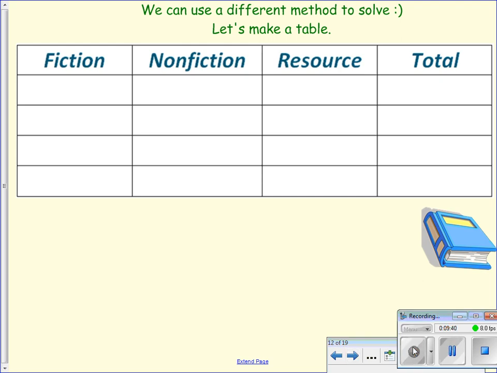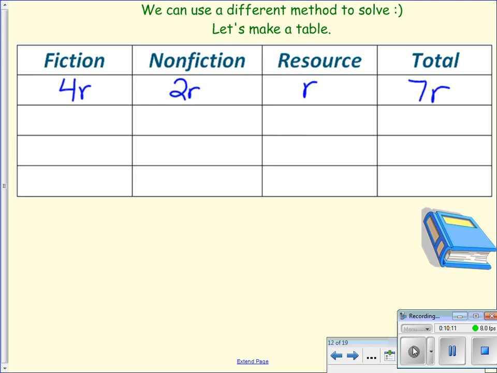We know from our tape diagrams that our fiction books was 4R, our nonfiction books was 2R, our resource books were R, for a total of 7R. That was the information that we got from the word problem when we drew our tape diagram. But now instead of solving it algebraically, we could use this table. Remember way back when in ratios you were doing scaling up? We can use that to help us.